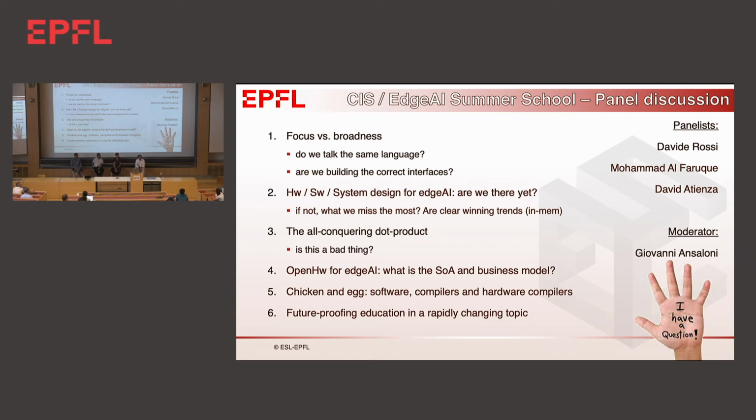Yes, please. This question is for you, Professor Faruque. It's about your XNAS architecture for searching via multi-objective Bayesian optimization. Could you give us feedback on it and how well it worked, its limitations? Multi-objective optimization? Yes, for the early exit NAS that you talked about earlier.